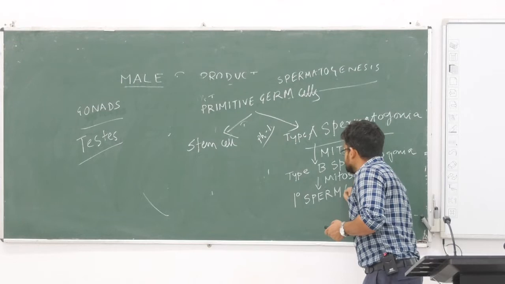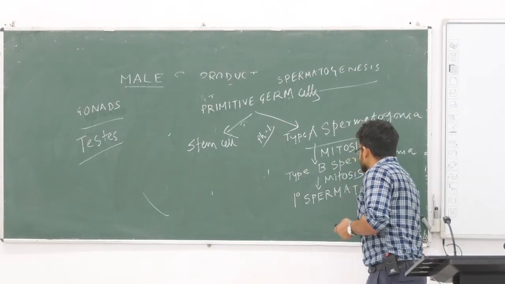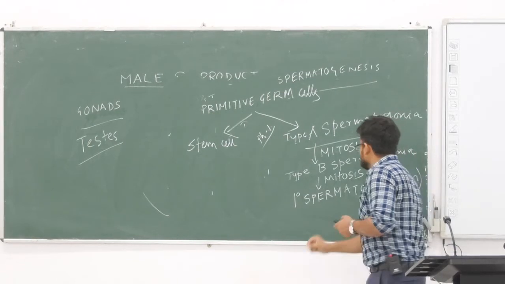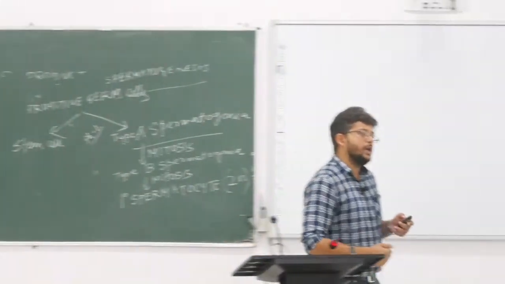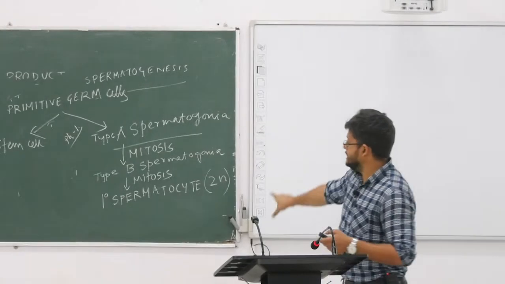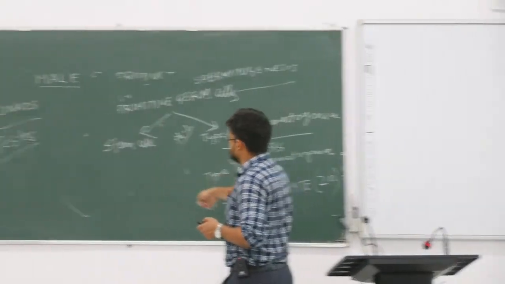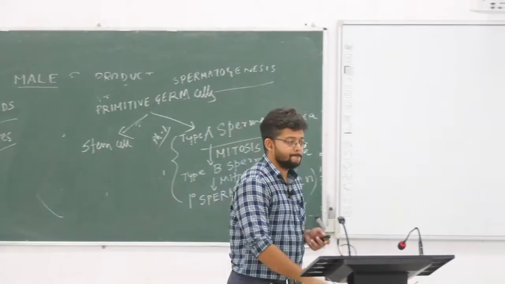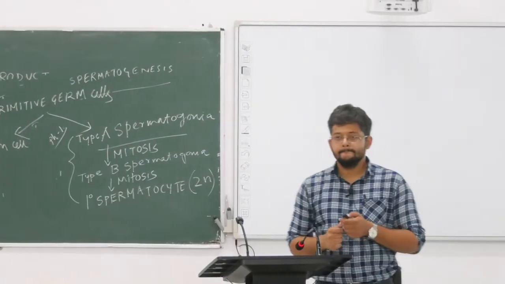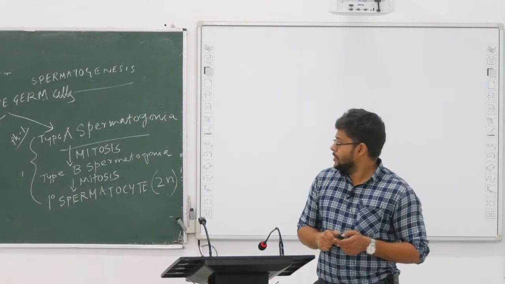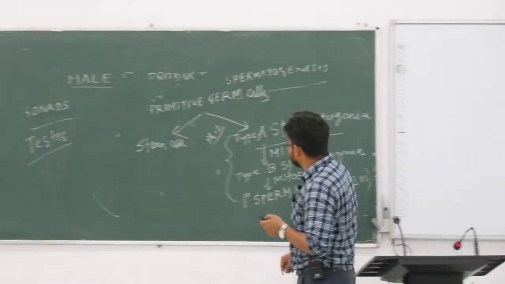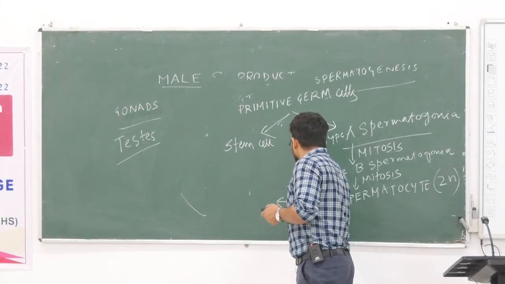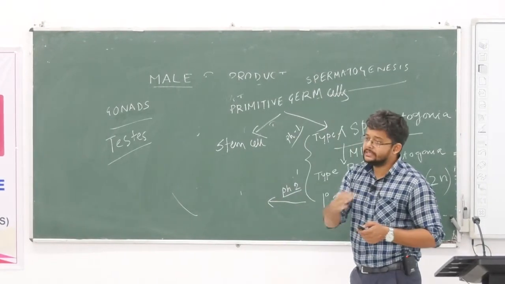Primary spermatocyte. This is diploid. So this is primary diploid spermatocyte. This is the phase 1. এতটা অবধি হচ্ছে phase 1. এরপরে আমরা আসছি phase 2. Phase 2 starts after this.